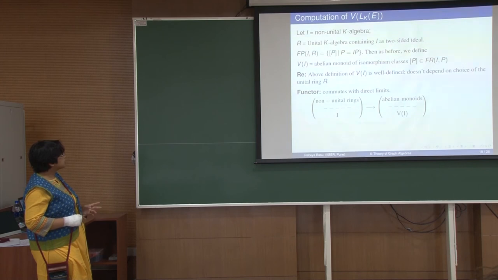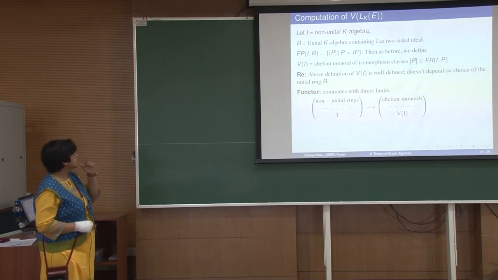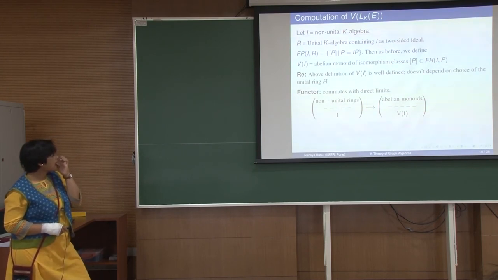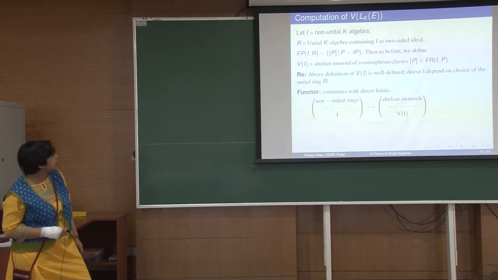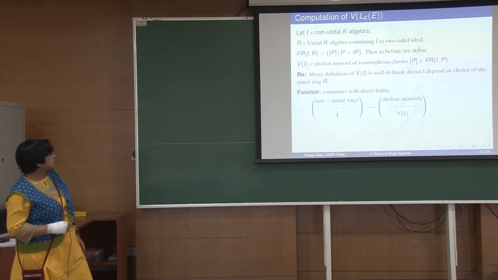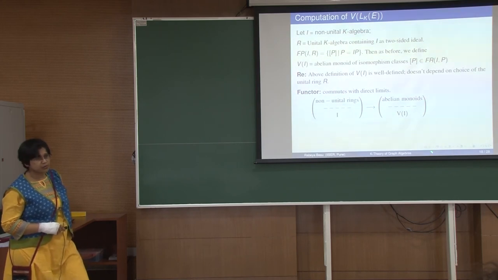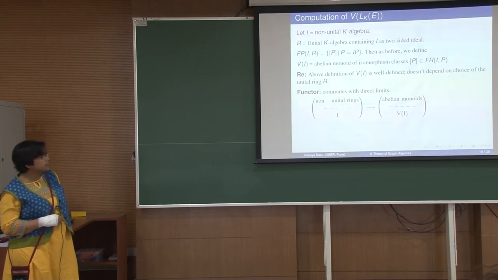So this is a functor that commutes with direct limits, so we are getting from non-unital rings to abelian monoids. You can always find an R with this property, a unital K-algebra which has I as a two-sided ideal. Is there a universal one also? No, you don't need it. You can prove that this is well defined.